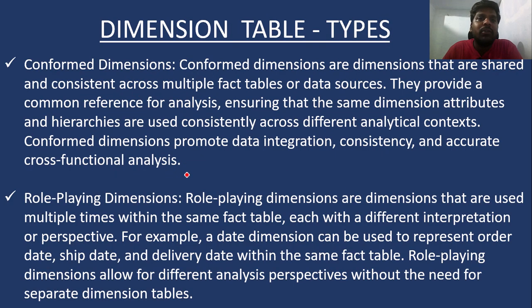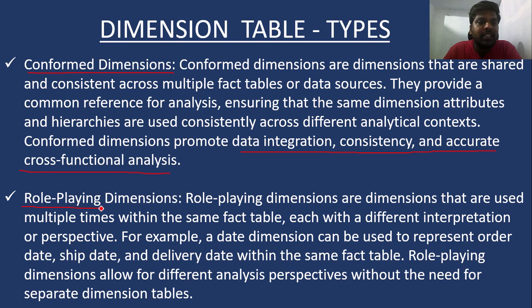Let us understand dimension table types. First one is conformed dimensions. Conformed dimensions are those dimensions which are shared and consistent across multiple fact tables. They provide a common reference for analysis, which ensures that the same dimension attributes and hierarchies are used consistently across different analytical contexts. They promote data integration, consistency, and accurate cross-functional analysis. These types of dimensions are called conformed dimensions.